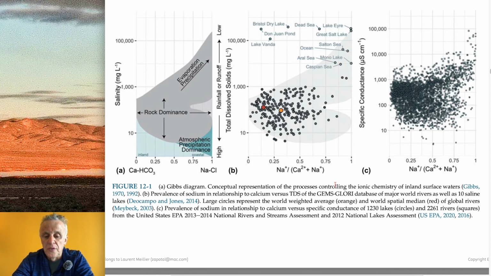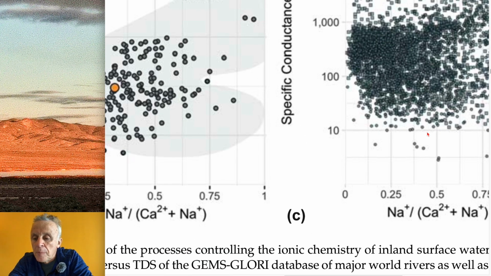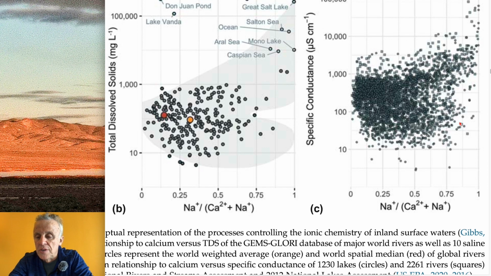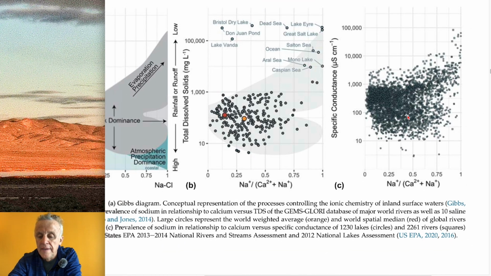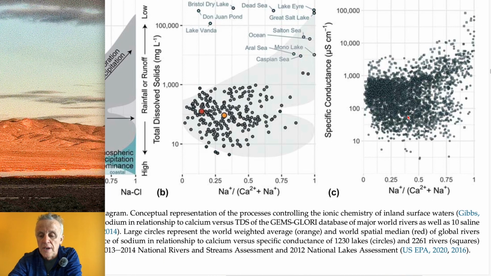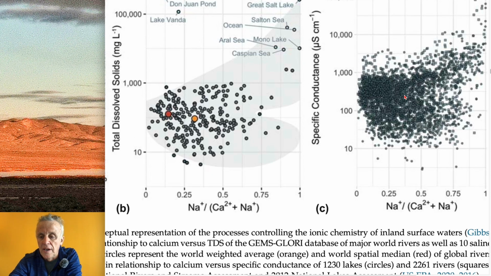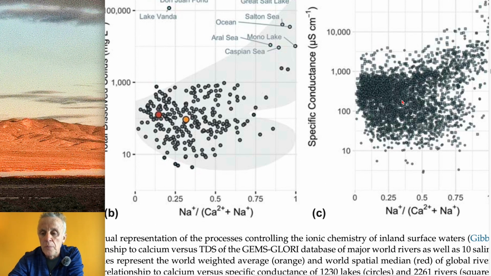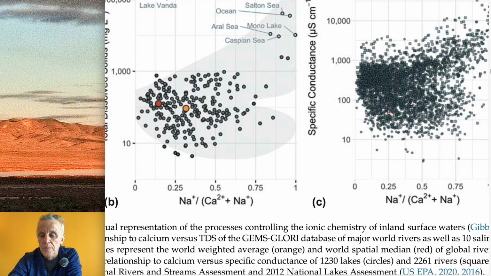And then C, prevalence of sodium in relationship to calcium versus specific conductance of 1,230 lakes and 2,261 rivers. So the rivers are squares, and the lakes are circles. It's kind of difficult to distinguish between the two, but the squares are gray, and as they were saying, the squares are rivers, and then the little dots are darker gray, or kind of a bluish gray, and that would be the lakes.